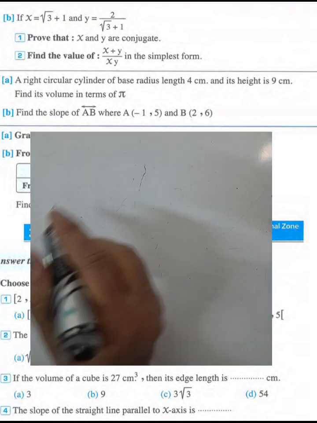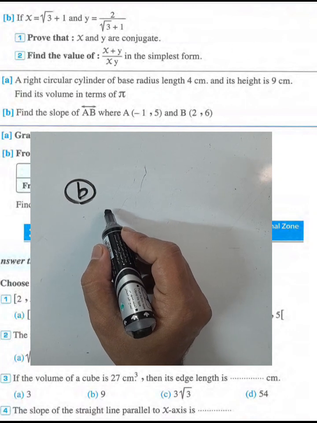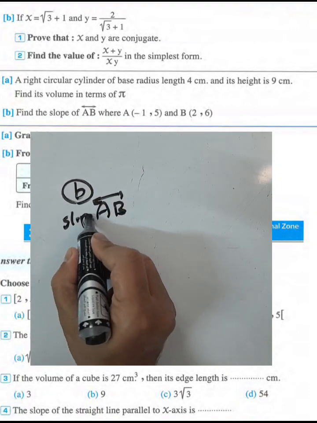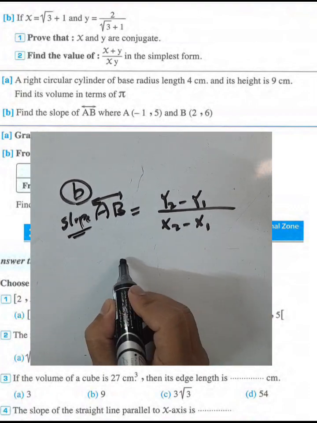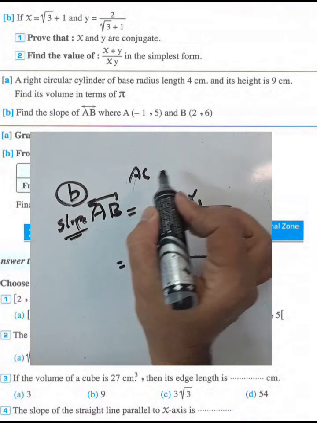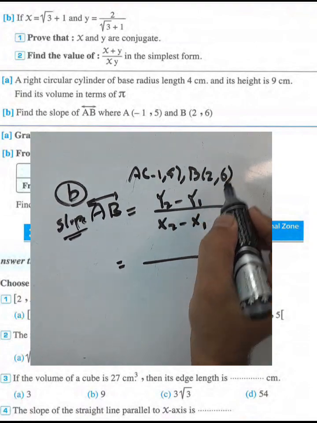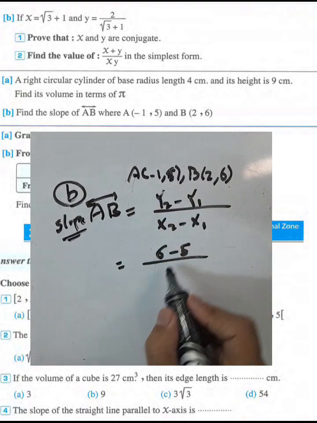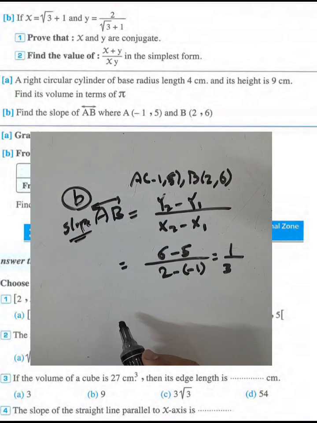Question letter B. Find the slope of AB, where we have points A and B. The slope is y2 minus y1 over x2 minus x1. We have 2 points: A is negative 1 and 5, and point B is 2 and 6. y2 minus y1 is 6 minus 5, over 2 minus negative 1. 6 minus 5 is 1, and 2 plus 1 equals 3. The result will be one third, the slope of AB.